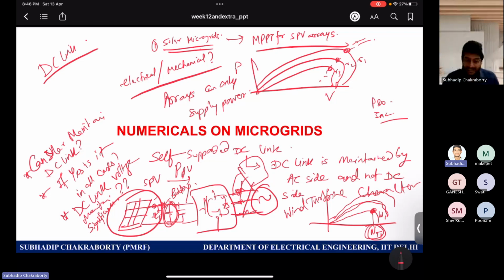So what kind of MPPT is this? Electrical, mechanical, or both? Can anyone of you tell me? For wind, what kind of MPPT do you see? Electrical, mechanical, or both? I want to hear answers.